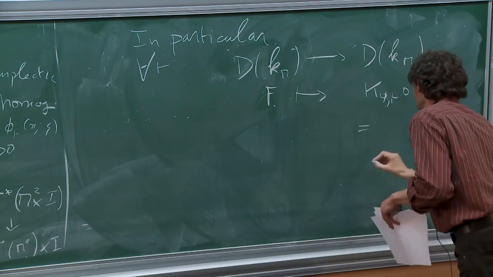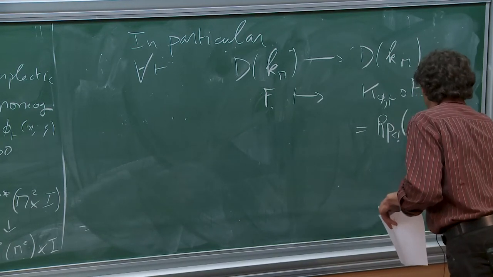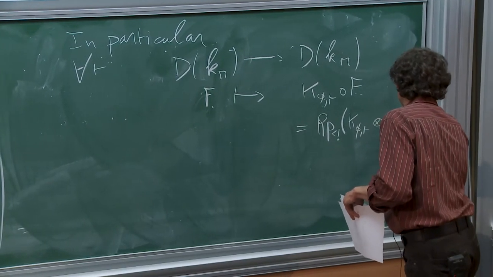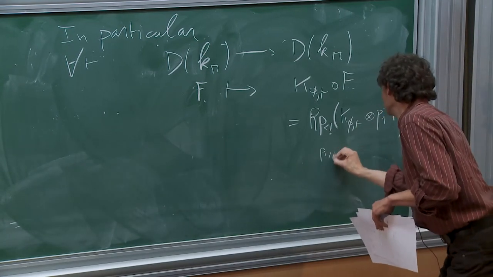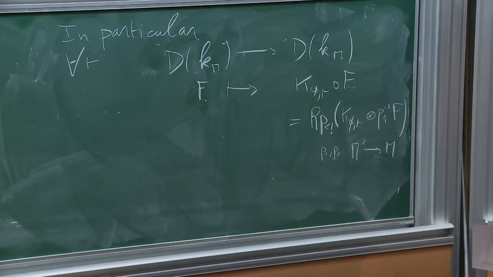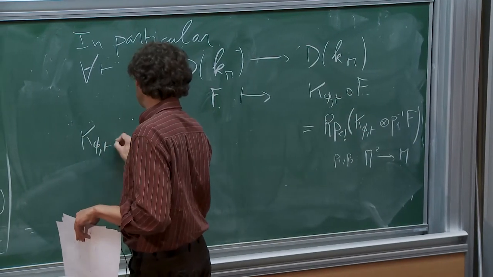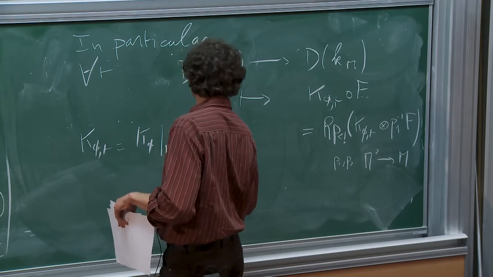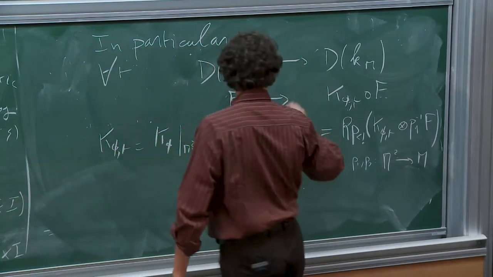So this is the direct image by the second projection of the tensor product of K_phi_t and the inverse image by the first projection. So p1, p2 go from M squared to M. And of course, K_phi_t is a restriction of I at time t. So in particular, this functor is an equivalence.